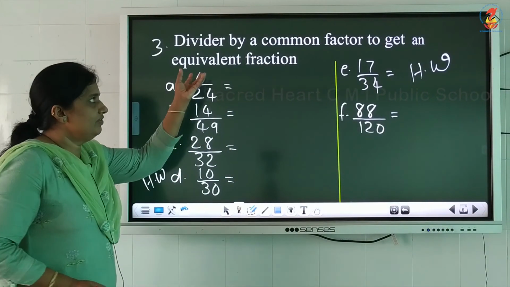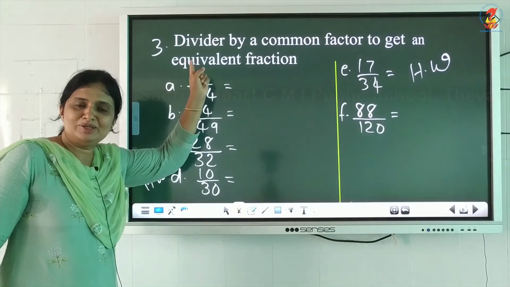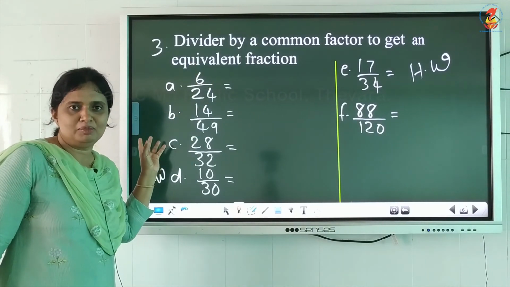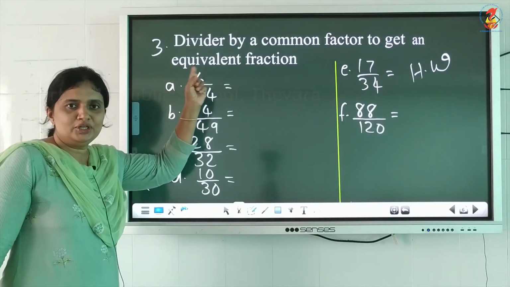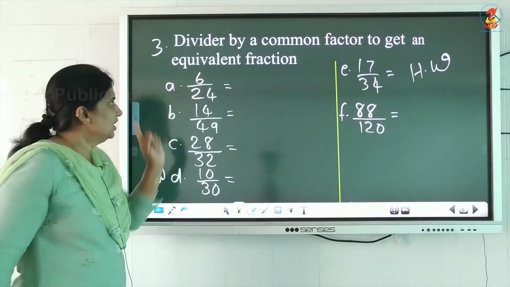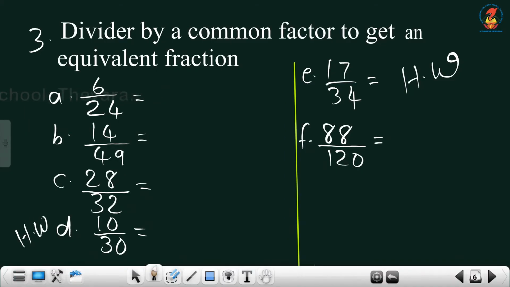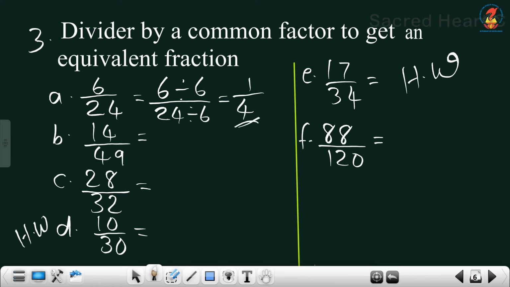Then next one is divide by a common factor. That is which method? Method 2. Method 1 was finished in the last problems, right? But here we need to use method 2, that is the division method. Here I need to divide by the common factor. 6 by 24 is my number. Common factor is what? I can divide 6 and 24 by 6. Then I will get 1 by 4. 1 by 4 is one equivalent fraction of 6 by 24.